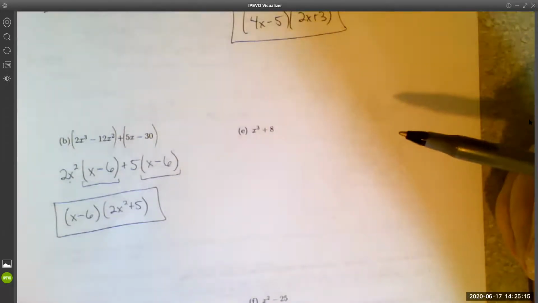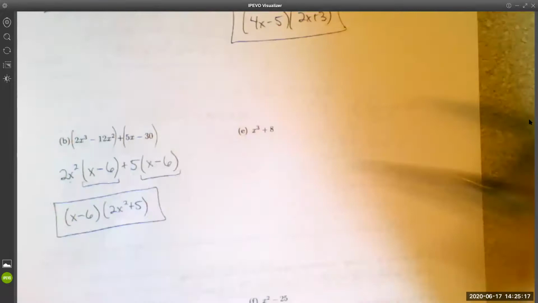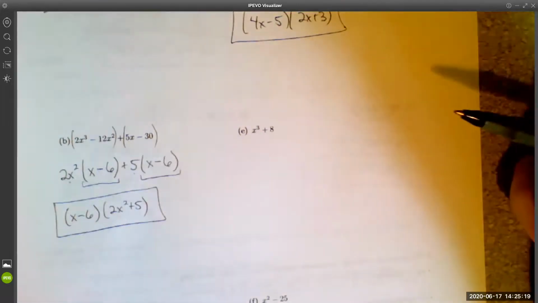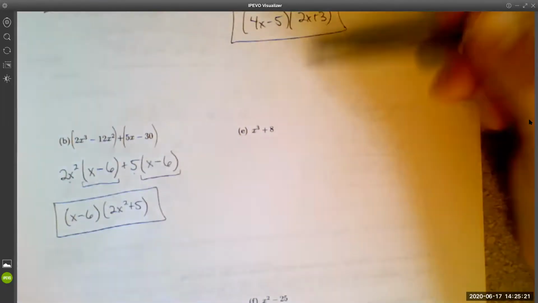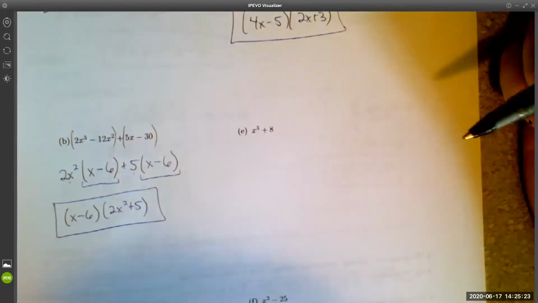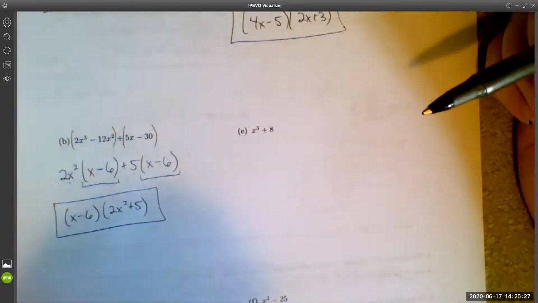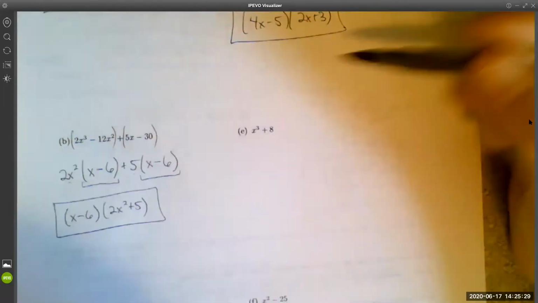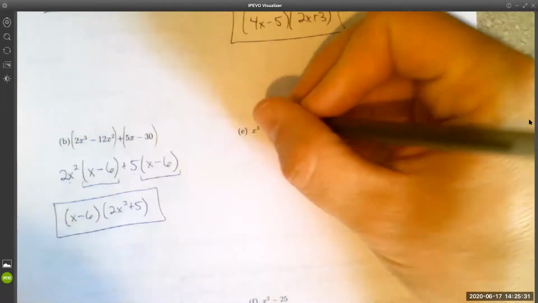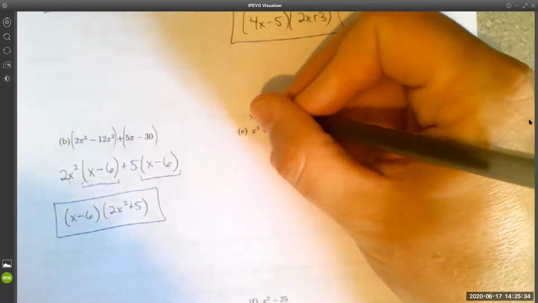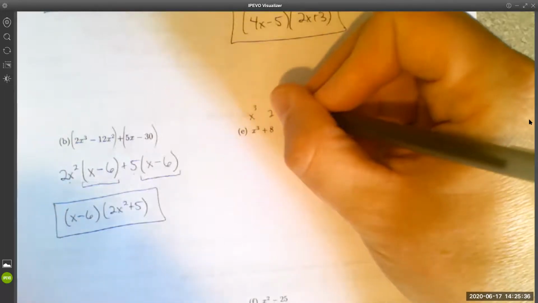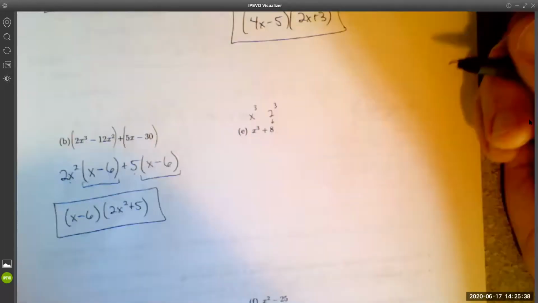Okay, here's another one. No GCF to factor out. So we count up the terms, there are 2 of them. So then we ask ourselves, okay, 2 terms, is this a special binomial? And the answer is yes. This is a sum of cubes, right? It's like x cubed and 2 cubed right there.